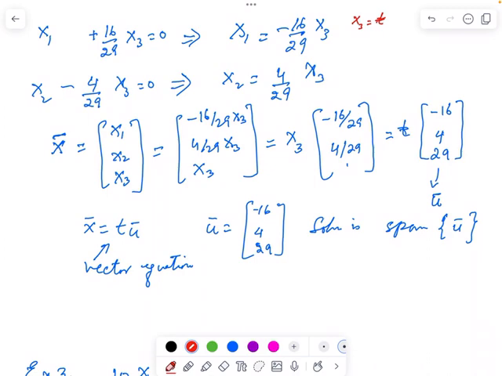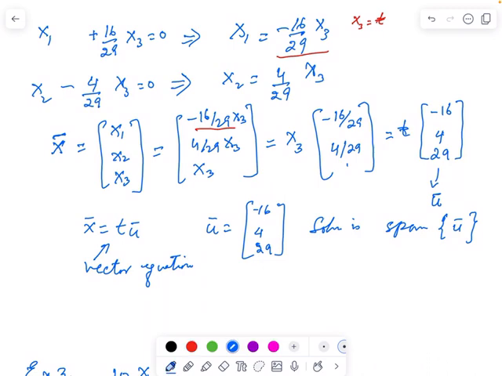Just to make sure that you understand how we are getting there: the vector x which we were looking for, the unknown vector, has components x1, x2, x3. But now I replace x1, x2, x3 by the quantities they are equal to. So x1 is equal to negative 16 over 29 x3, that's what I wrote here for x1. For x2, 4 over 29 x3, and for x3 I have just x3. As you can see here, if I had taken it to be t, then it would have gone that way.